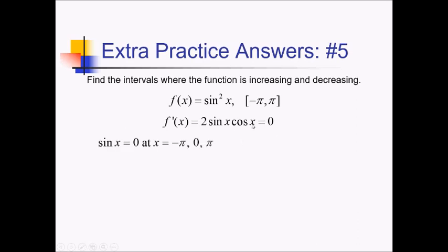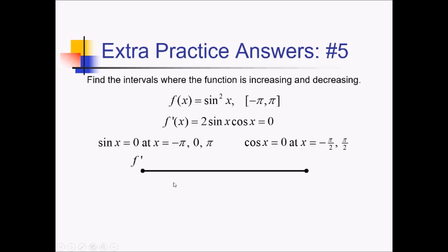Now cosine, if we zero that out, we've also solved the equation. So cosine of x equals 0 on the y-axis, specifically in this interval at -pi/2 and +pi/2, at the bottom and the top of the unit circle. So let's make a number line and do some sign analysis.